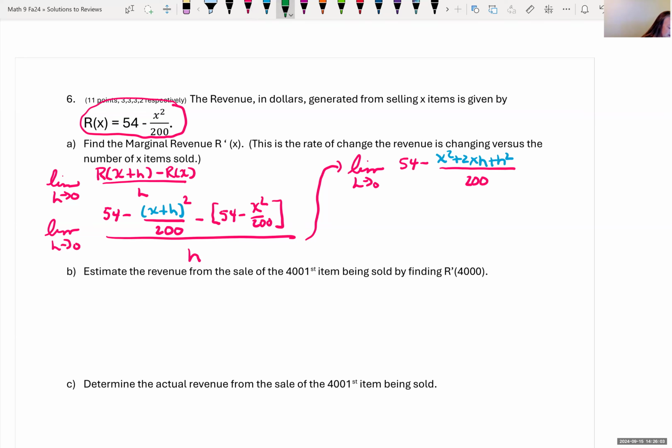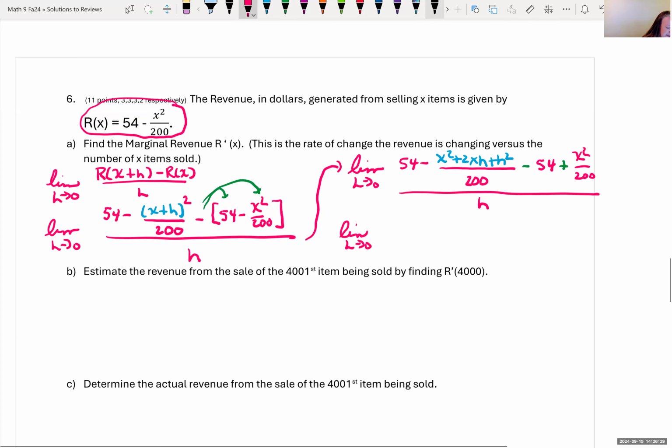Let's distribute a negative sign here. And so this would give me minus 54 plus x squared over 200 divided by h. I notice that my 54 minus my 54 is going to cancel.